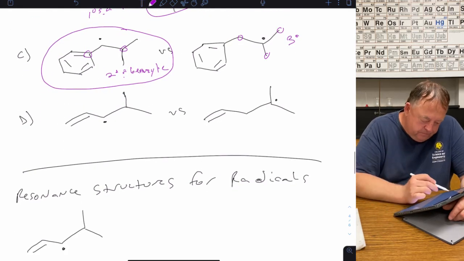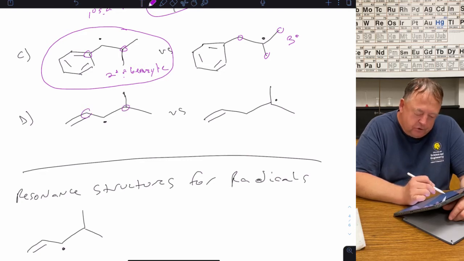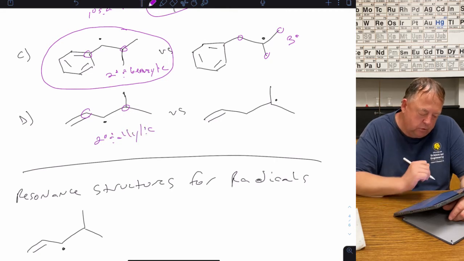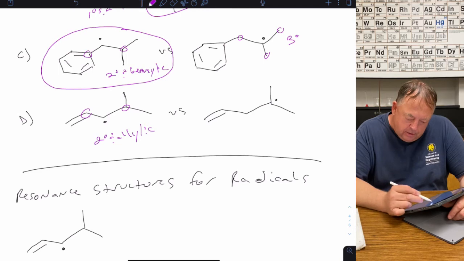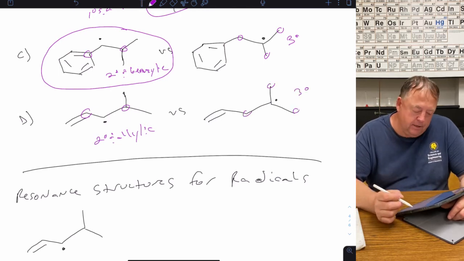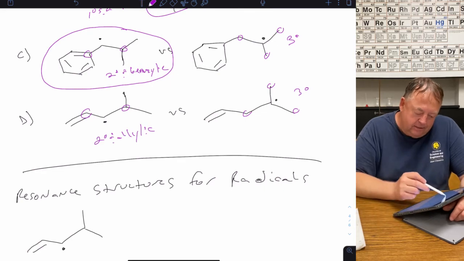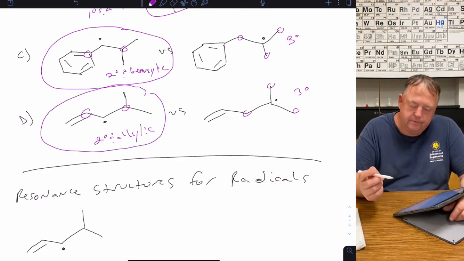And for this one, the radical carbon has 2 carbons attached to it, so it's secondary. One of the carbons you circled is a double bond, so it's secondary and allylic. And this radical is just tertiary. And so same as C, allylic is also better than tertiary.